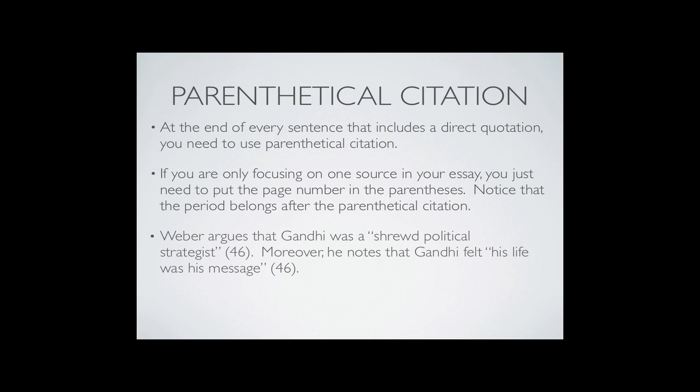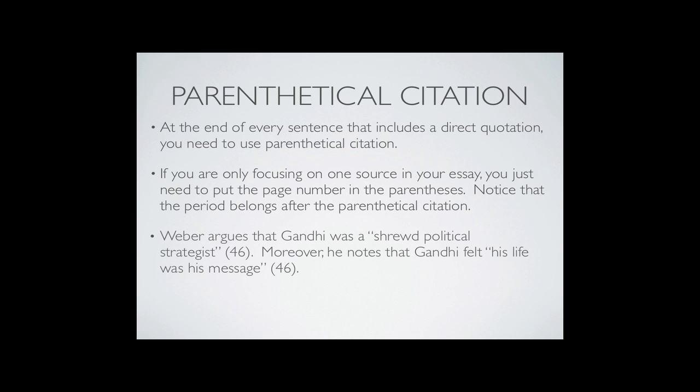So for instance, if you're writing a summary of King's letter from Birmingham jail, since you're going to introduce King's name in the very first sentence of your summary, anytime you use a quote, and you should use quotes very sparingly in a summary, you will just need to put the page number in parentheses at the end of the sentence. So here is an example. Weber argues that Gandhi was a shrewd political strategist. And then at the end, we have the parentheses, the page number, and then the period.